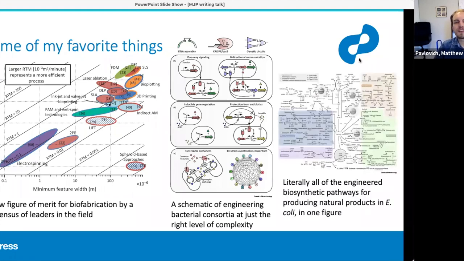This one is literally all of the engineered biosynthetic pathways for natural products in E. coli. It's a few years old, so it might be out of date at this point. The impressive thing the authors have done here is that every single one of these arrows represents a reaction or an enzyme, and they are published in very different papers. Not everybody did all of this in the same bacterium or in the same publication. But what I love about this figure is that the authors of the review read all the papers, figured out what produces what from what enzyme in E. coli, and then established this network map based on the entirety of what the field is doing.